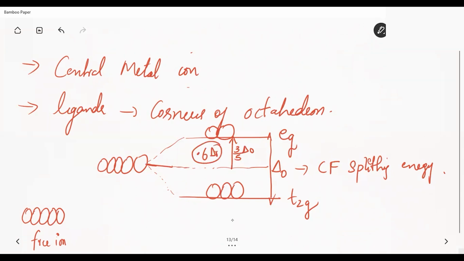0.6. And this T2g, I told you, is decreasing by about 2 by 5. Okay, 2 by 5 delta O, that is equal to 0.4 delta O. So basically you must know these values very clearly, then only you can calculate crystal field splitting energy. So just keep this diagram in your mind very well.